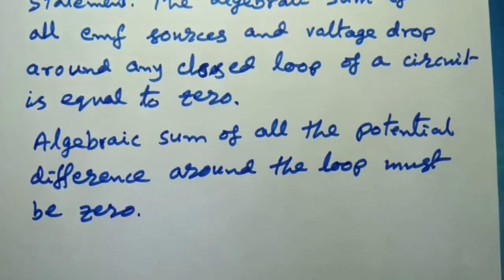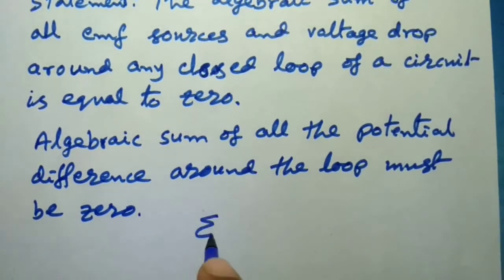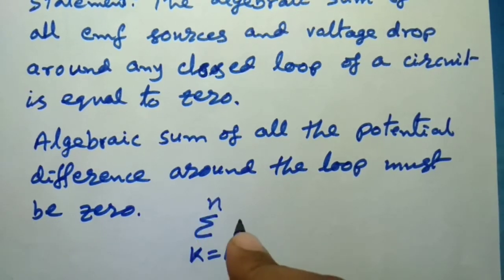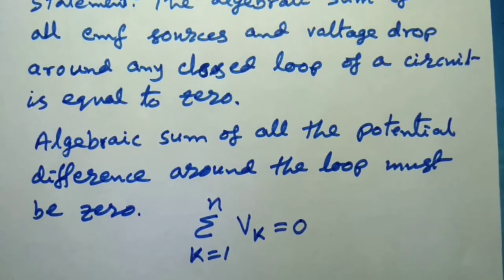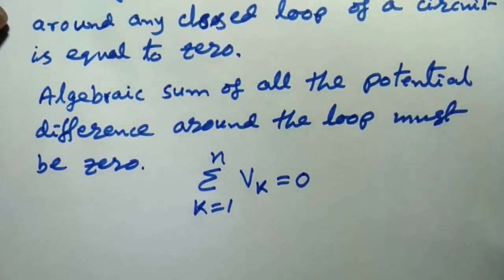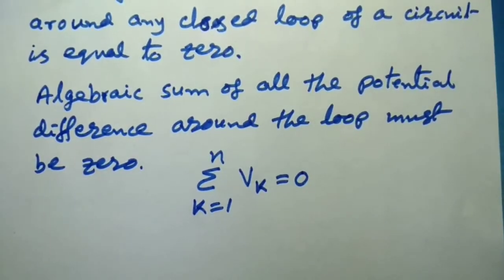Now we can represent this statement by this algebraic, mathematical formula, that is the sum from k equal to 1 to n of Vk equal to 0, where n is the total number of branches with the potential difference across the branch.